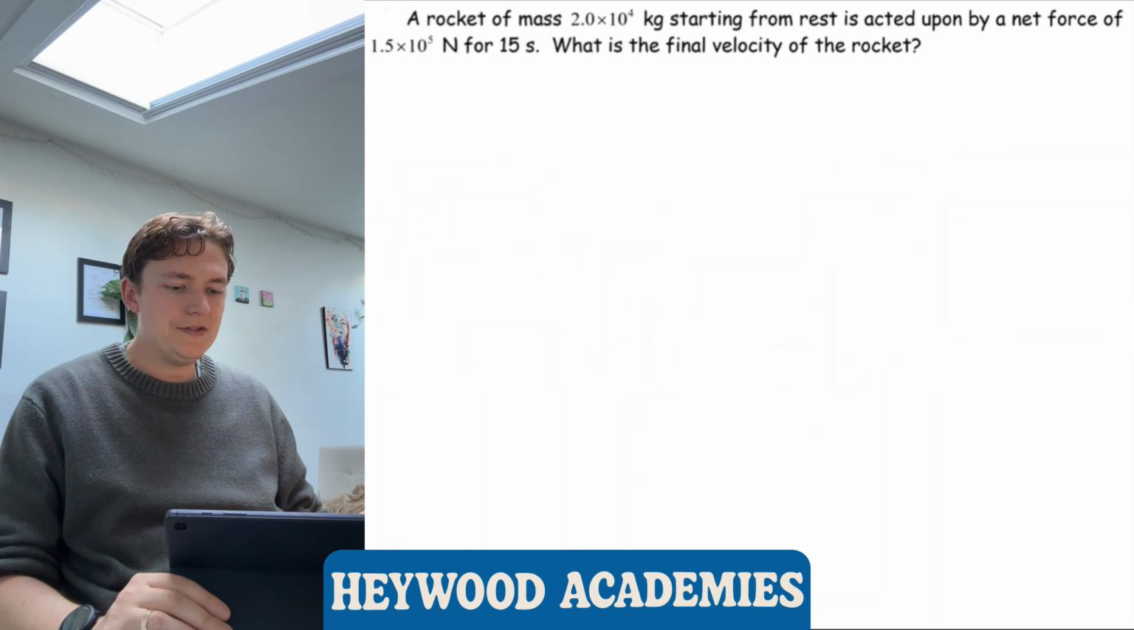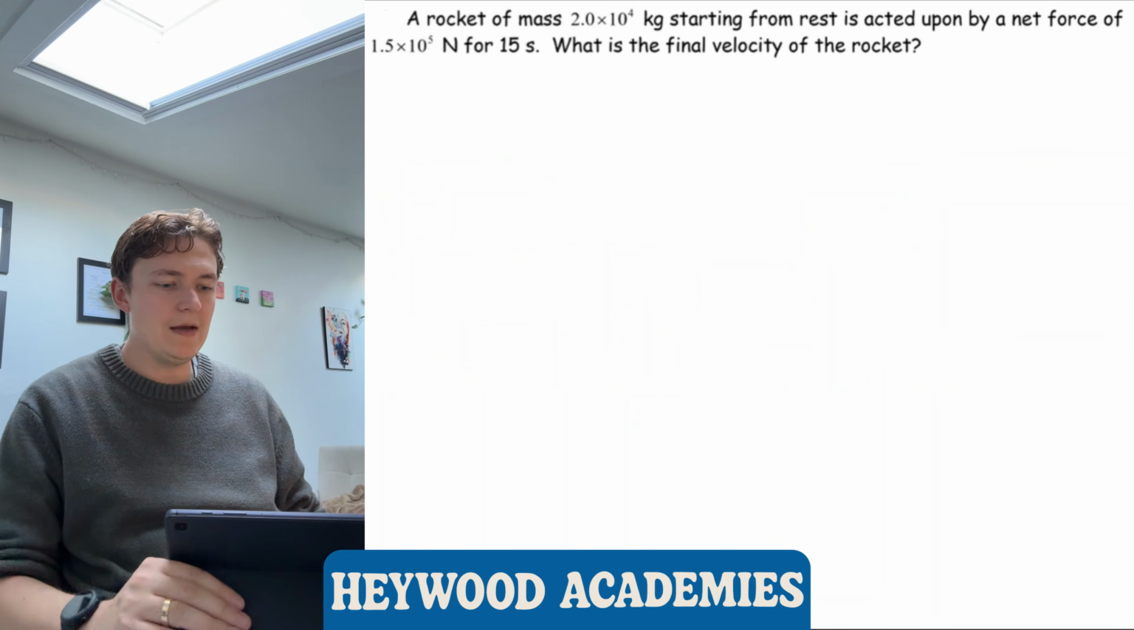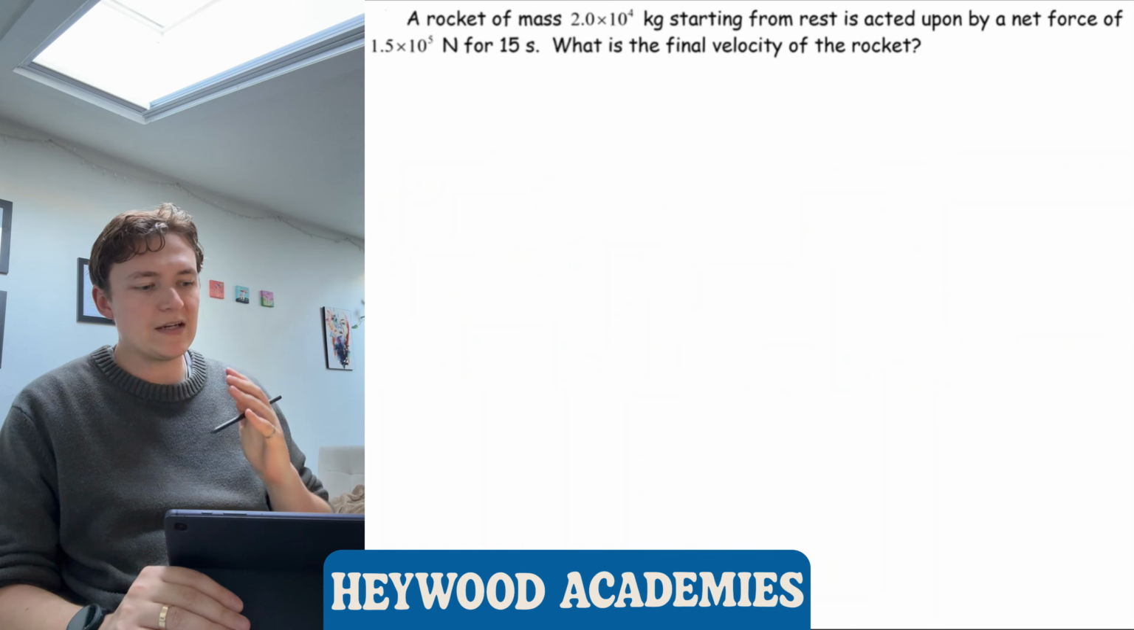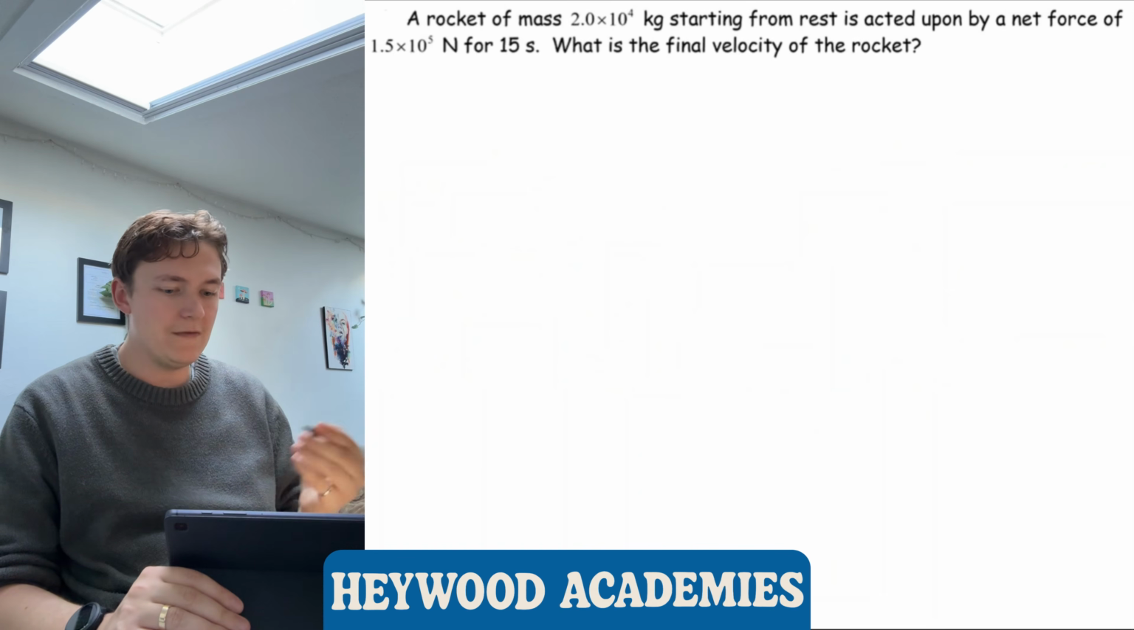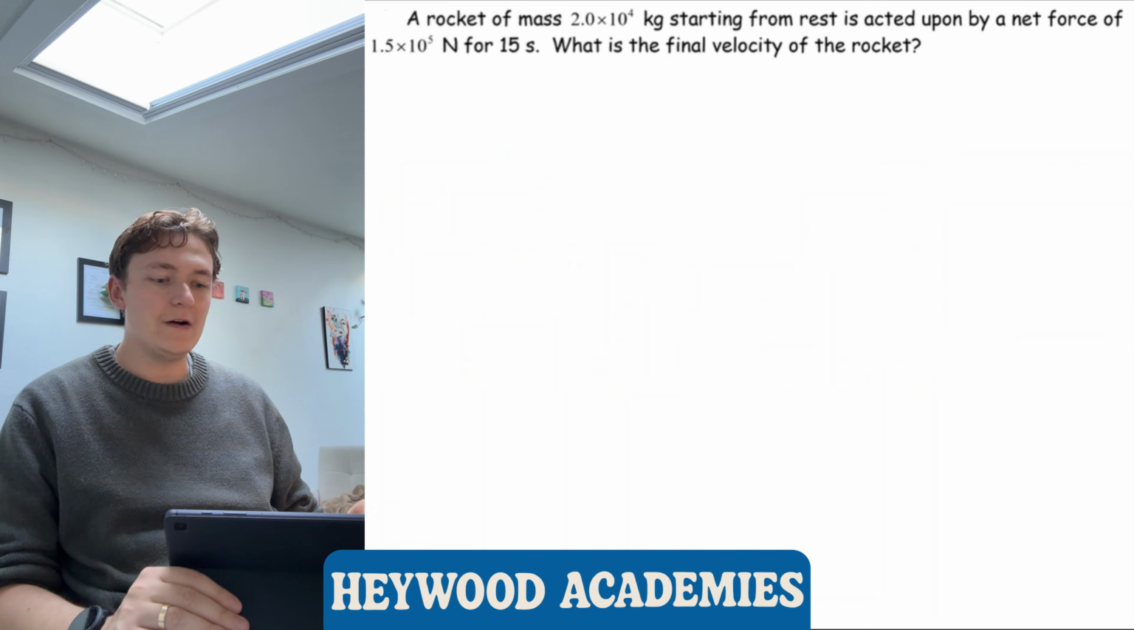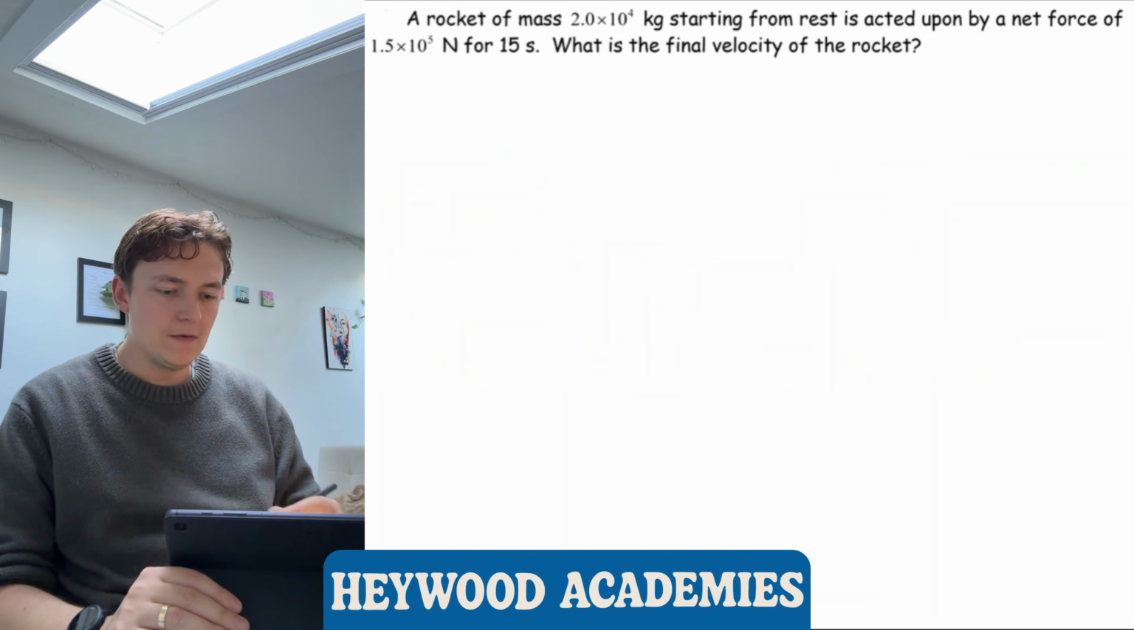A rocket has a mass of 2 times 10 to the 4 kilograms starting from rest and is acted upon by a net force, which was given, for 15 seconds. What is the final velocity of the rocket? So first we can use the force and the time that they gave us to figure out our change in momentum, and then we can use that to figure out the final velocity of the rocket.